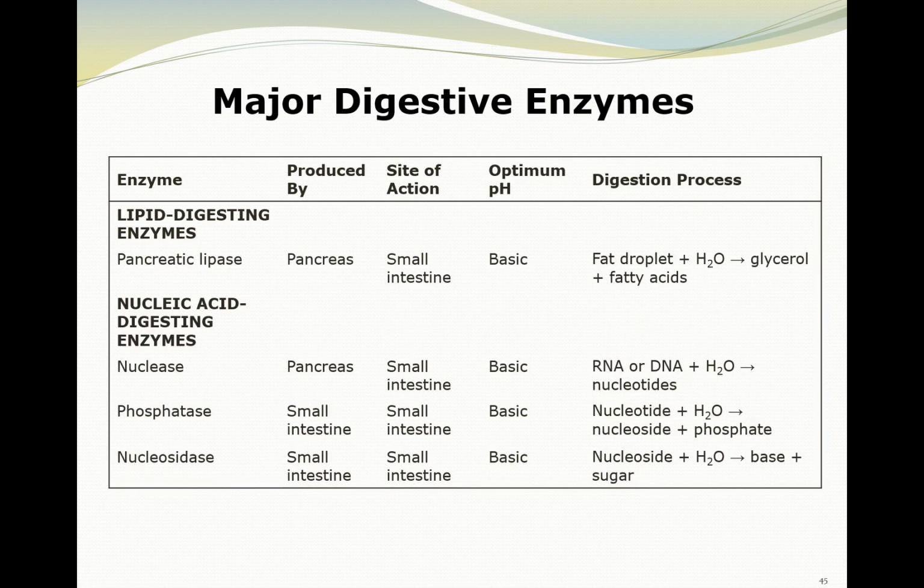So carbohydrates and proteins can enter the blood, but lipase, which breaks down fats into fatty acids and glycerol, has to go into the lacteal. So it goes through the lymphatic system first. And then we see the nucleic acid digesting enzymes like nucleases, phosphatases, and nucleosidase, which will break down the RNA and DNA into nucleotides, or the nucleotides into nucleosides and phosphates, or the nucleosides into bases and sugars, so that we can digest all of those and utilize them as needed.